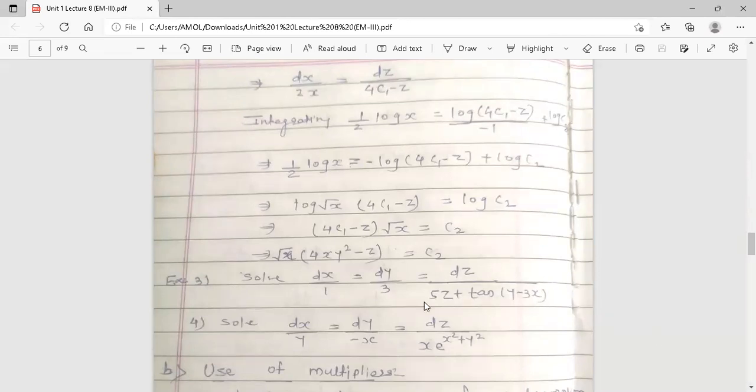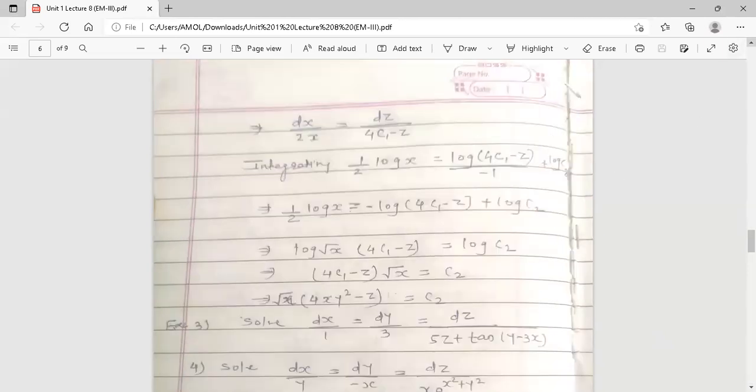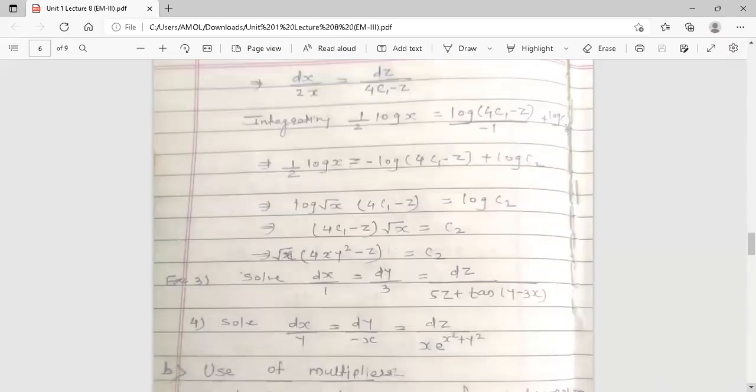These are two examples, so you take them as homework. Try to solve these two examples. And here the first method of symmetrical simultaneous differential equations is over.